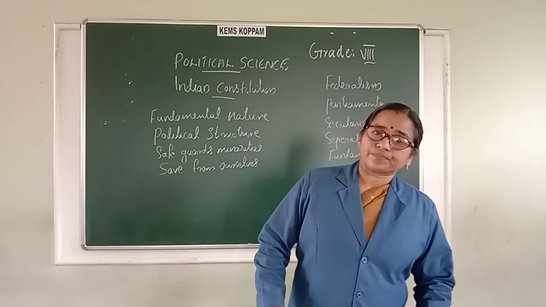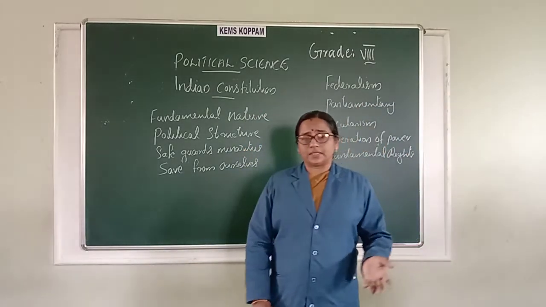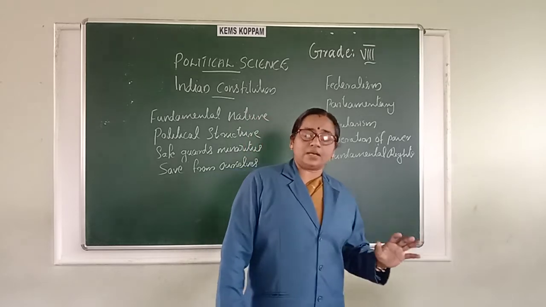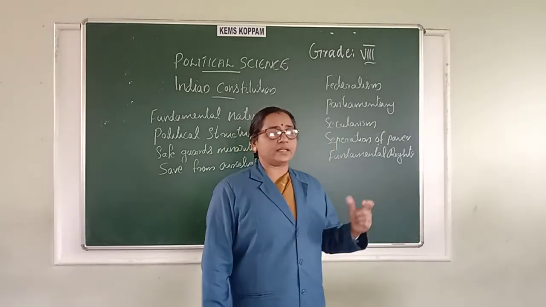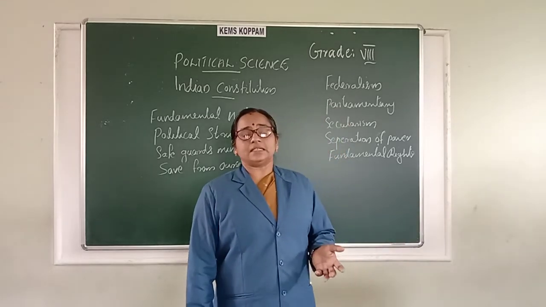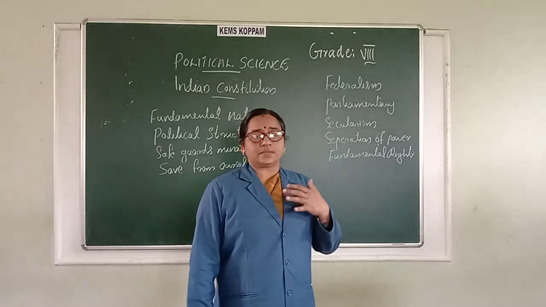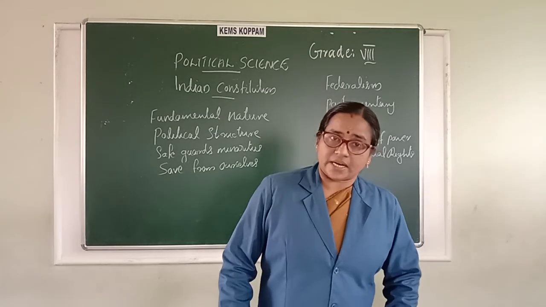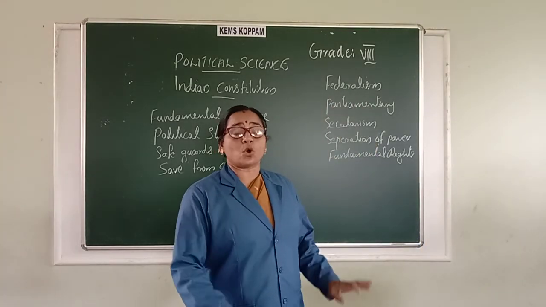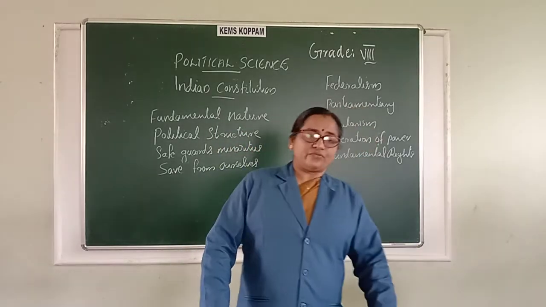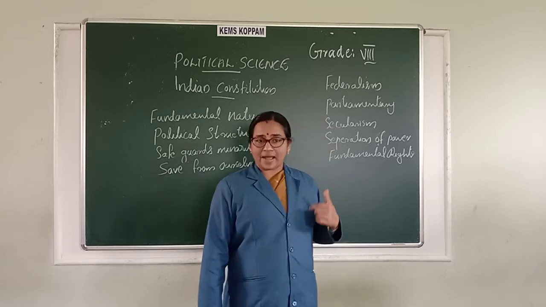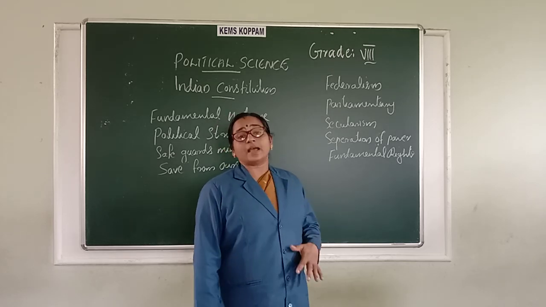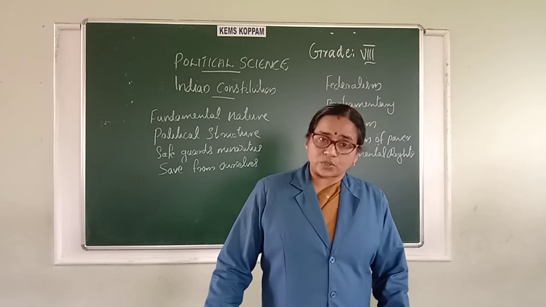And the next one is the right against exploitation. If anyone is disturbing or exploiting persons, we can file a case in court, and the Constitution saves us. That is the fundamental right against exploitation. And the last one is the right to constitutional remedies. If we feel that any one of these fundamental rights is violated, we can approach the court. We will get a solution and remedy for it, and that is the right to constitutional remedies.